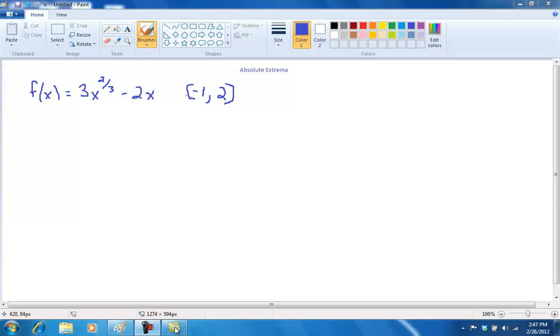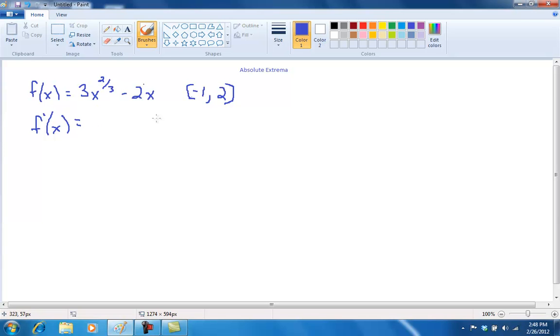As you can see here, this is actually number 6 from our Chapter 3 review worksheet. I figured this would be a good one to go over. To do Absolute Extrema, it's very simple. First thing you need to do is find the first derivative, and that is all. Just find the first derivative.